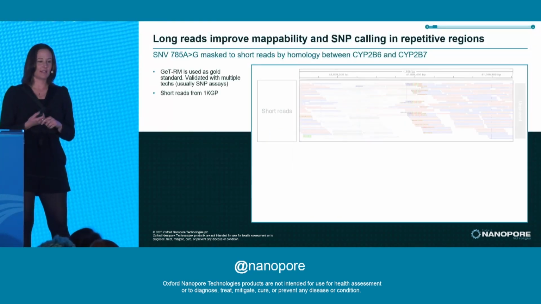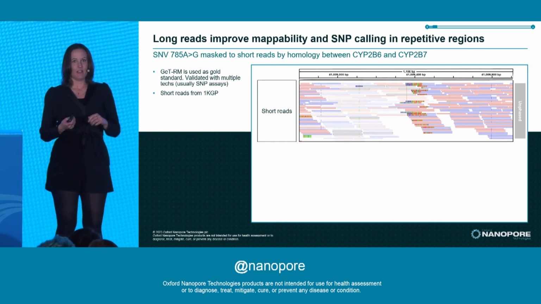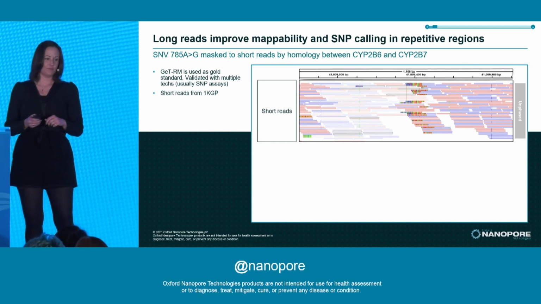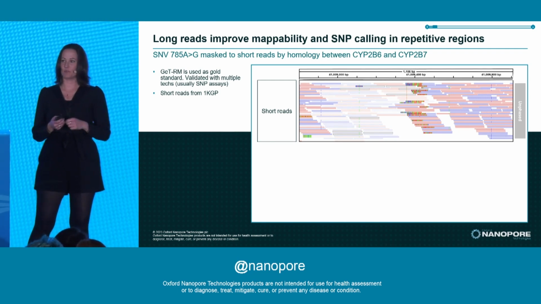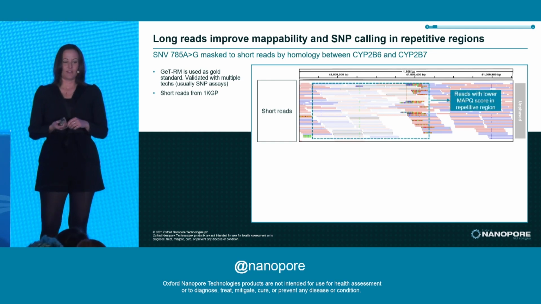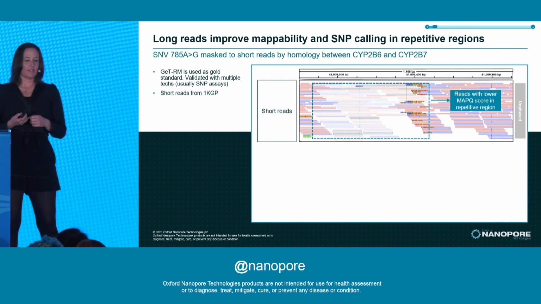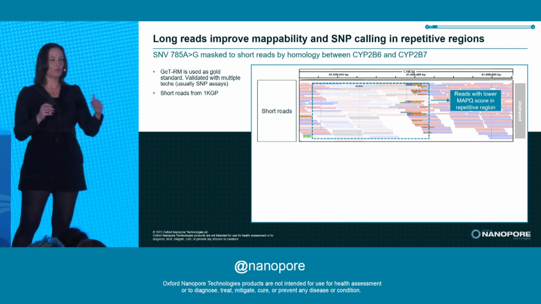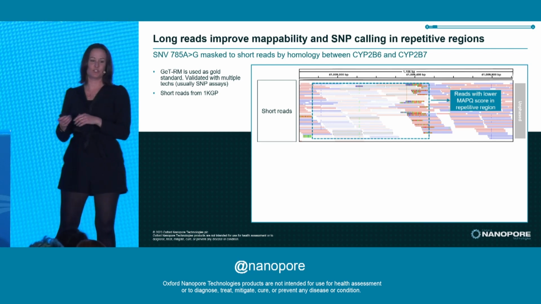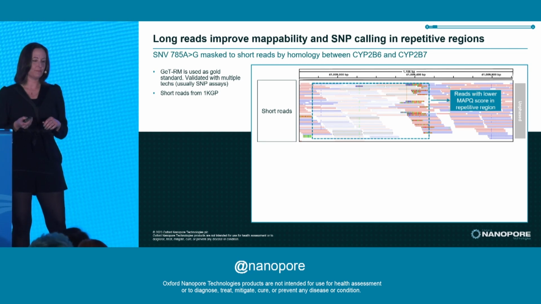Here we're looking at one of these pharmacogenes called CYP2D6. It sits right next to CYP2D7, which is a pseudogene. So here we're looking at short reads from the 1000 Genomes Project. What you can see with short reads is that there's an area of reads that have really low mappability. These reads sit in a region where you can't really tell if they belong to the gene itself or to the pseudogene right next to it, and so they're faded out in the IGV plot.